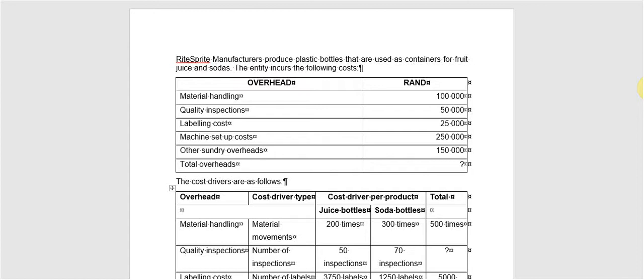The entity incurs the following. So you will see that you have a number of overheads and you have the rand value. So we have material handling, which is 100,000 rand, quality inspections, 50,000 rand, labeling cost 25,000 rand, machine setup cost 250,000 rand, other sundry overheads 150,000 rand, and then the total overhead here is a question mark.